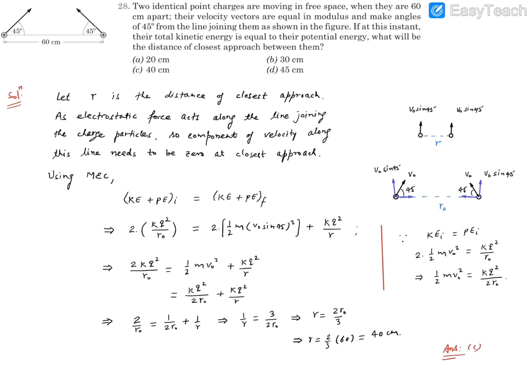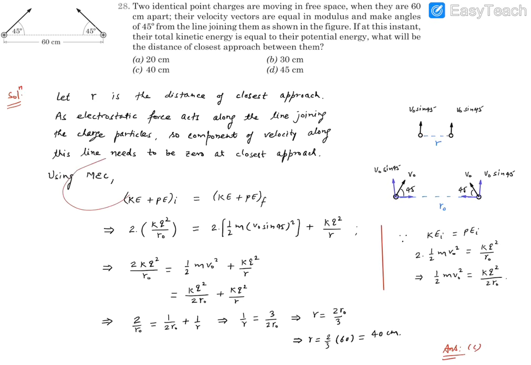When they are at the least separation, then the velocity of approach is going to be 0. So the velocity that it is going to retain is only the velocity which is perpendicular to the line joining the two particles. So this is going to be the final situation. This is the initial situation, and we need to find what this small r is.